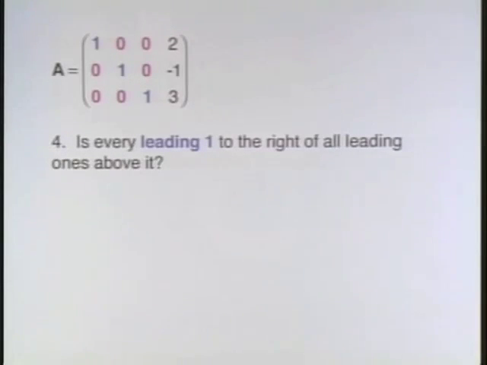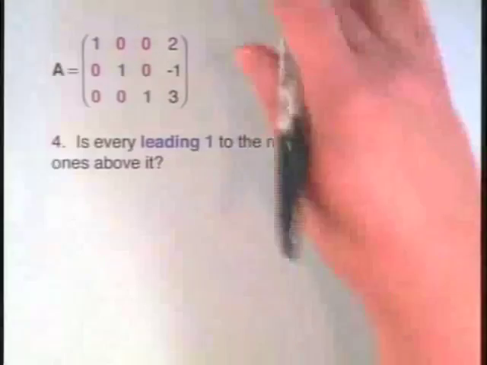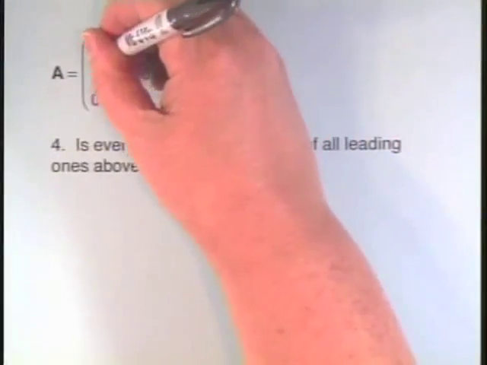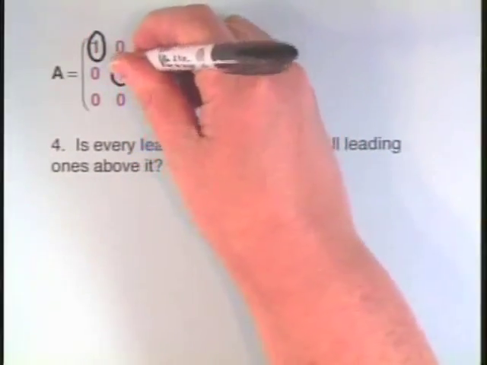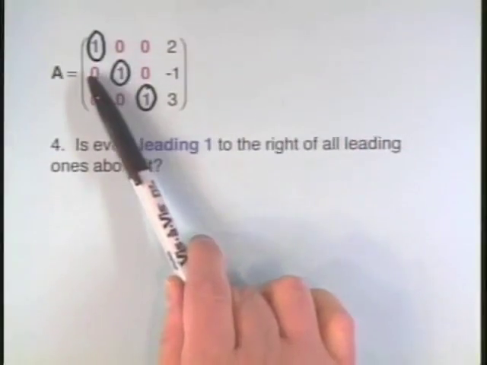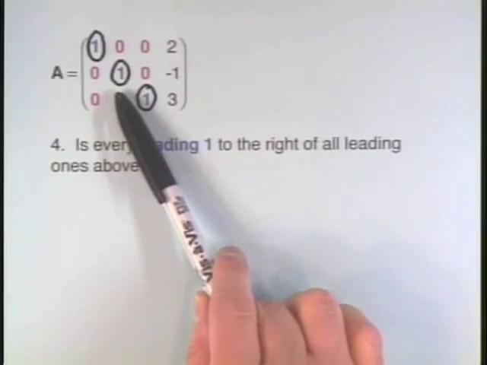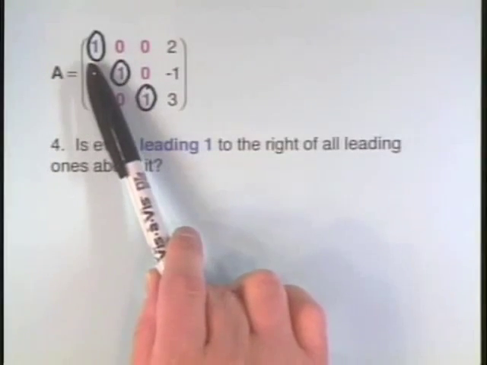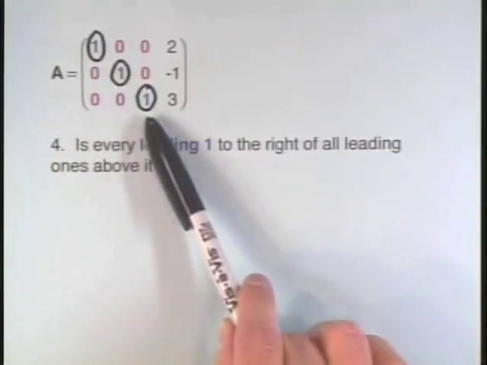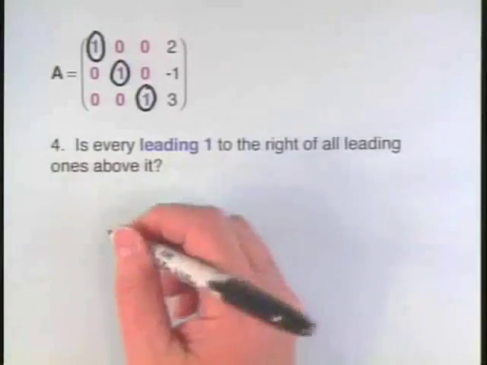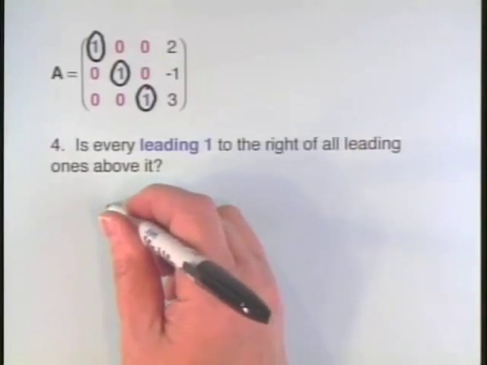Now, still using matrix A, we're going to test condition 4. Is every leading one to the right of all leading ones above it? Again, our leading ones that I'm circling are here. So, of course, the leading one in row 1 has no entries above it. Then in row 2, that leading one is definitely to the right of the leading one in row 1. And in row 3, that leading one is to the right of the entry in row 2. Therefore, this is true, and condition 4 is satisfied.